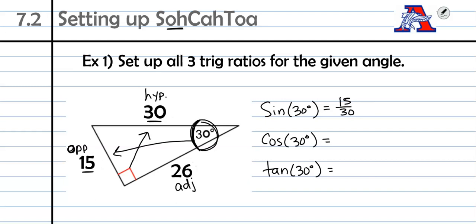So I'm just going to leave it the way that it is. Okay, cosine is A over H. So find that adjacent side. It's 26 over hypotenuse 30. So 26 over 30. And then lastly, tangent would be O over A, so opposite 15 over adjacent 26.